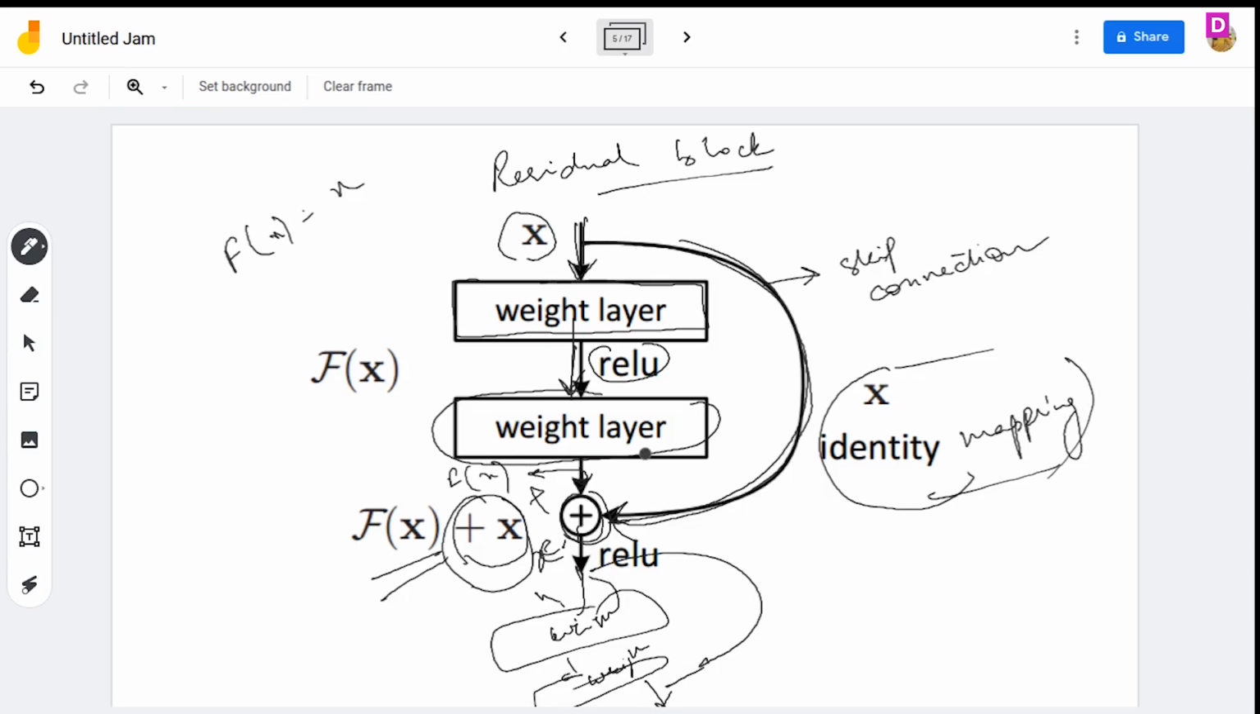But here one thing that you should remember very properly, this thing is a bit different. Here you first have addition, then it is followed by a ReLU. This is very important to remember. I'll tell you why again, but just remember that first you add and then this is passed through an activation function.